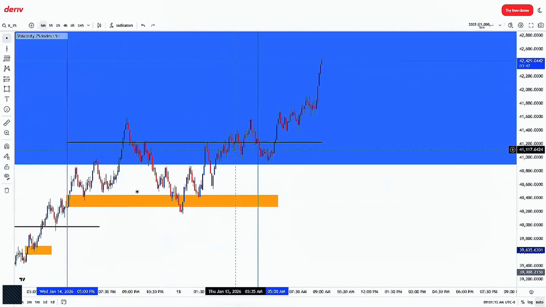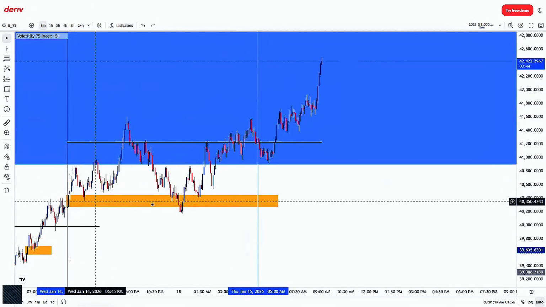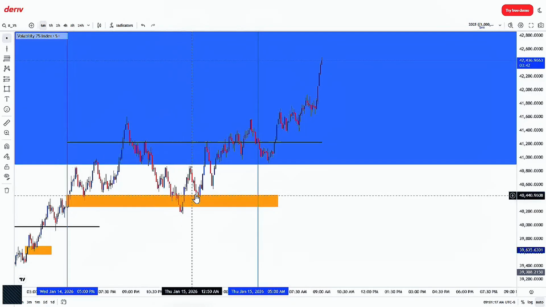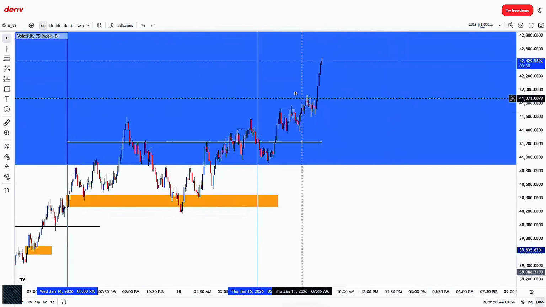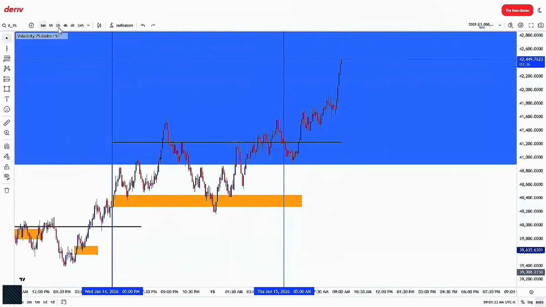So that is what I do. Again, we see a next secret sauce zone. Price came back, tapped back into here. I entered. It is pushing up now. So that is how we do it for these trades.